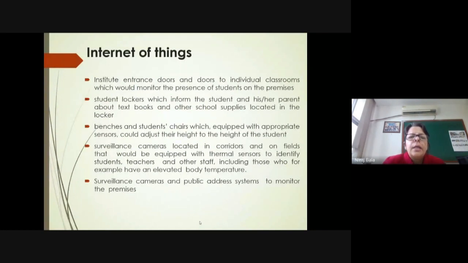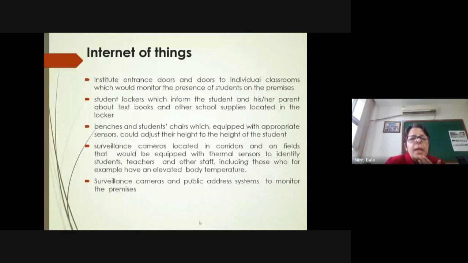So, how is the Internet of Things being used? Certain institutes, certain schools, at the entrance doors and doors to the individual classes, have sensors which monitor the presence of students on the premises. That means you don't need to take the attendance. If you have this IoT in the institutes, then you automatically know that this student is now present here, he is in the ground, he is in the class, he is attending the classroom. So the Internet of Things is actually about introducing some sensors.